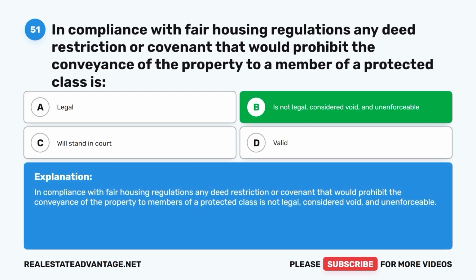In compliance with fair housing regulations, any deed restriction or covenant that would prohibit the conveyance of the property to members of a protected class is not legal, considered void, and unenforceable.